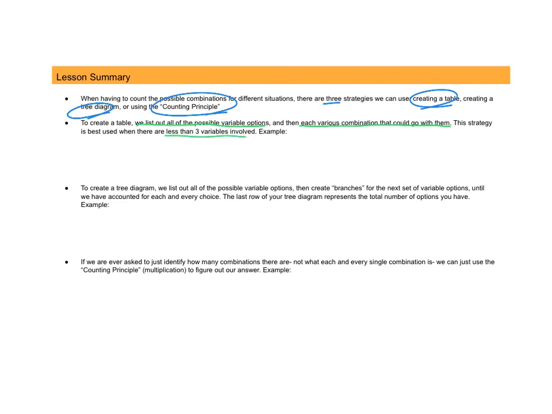So maybe we had a situation where they said, okay, I have 3 shirts to choose from: a red shirt, a green shirt, a blue shirt, and I have 2 pairs of pants. Or I can use shorts or pants. Okay, this would be a great one to use if we had to know the different options for outfits they could make, because we could easily create a table. There's only 2 variables. We would have SR, PR, SG, PG, and SB, PB. Okay, and then we would have all those different options in the middle, and you just have to remember what your little letters represent. If it's hard for you to remember what they represent, just write out the whole word.